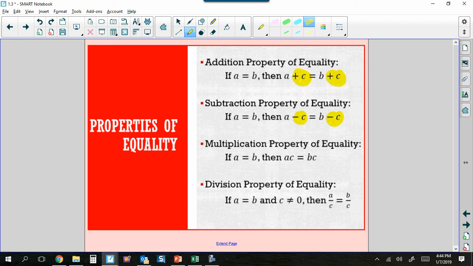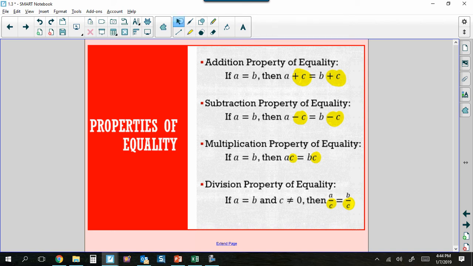The multiplication property of equality: if A is equal to B, then A times C must be the same as B times C. Then lastly, the division property of equality is probably what you guessed. It's when you divide both sides by C. There is a little bit extra here because you cannot divide by 0. The statement would be: if A is equal to B and C doesn't equal 0, then A divided by C would equal B divided by C.